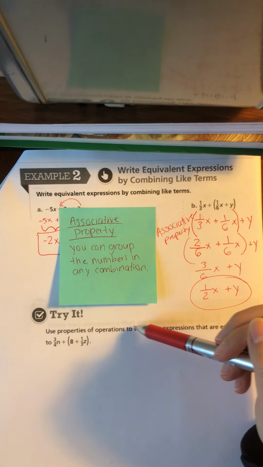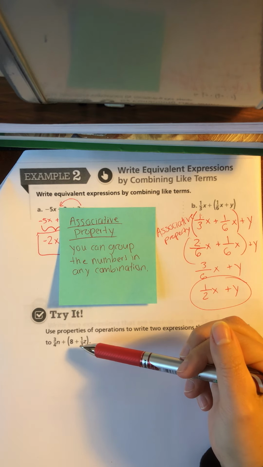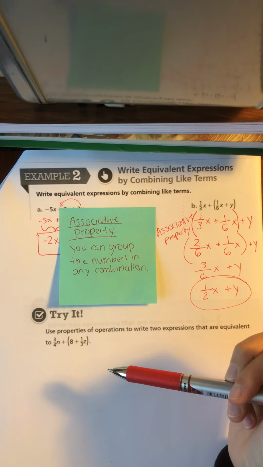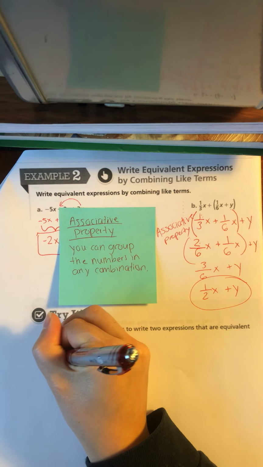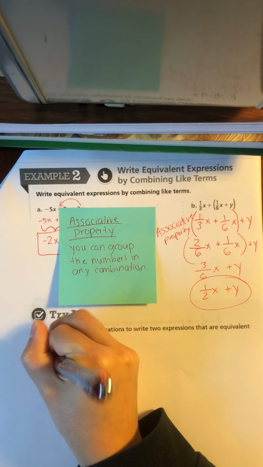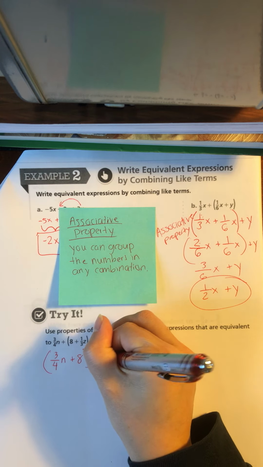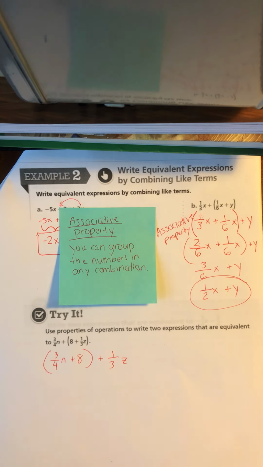Use properties of operations to write two expressions that are equivalent. So with this, we're just going to use the associative property, and we're just going to group the parentheses a little bit differently. One thing that we can do is put the parentheses here. We could do 3/4 n plus the quantity 8 plus 1/3 z. That's one thing we can do.